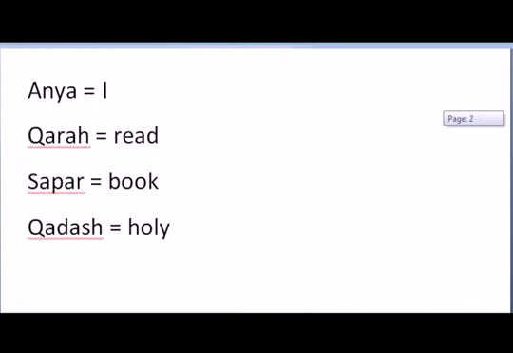Alright, when you come down here, you have Anya, Quara, which is read, Sapar, which is book, and Qadash, which is holy. And this word here is also a Qua, a Ra, and a Ah. Alright, so that's how you would read it, Qua Ra Ah, which is really Quara. Alright, now when you would say you want to read the Holy Bible, let me write it down here. You would say Anya Ra'a.